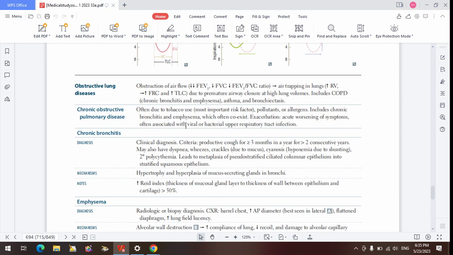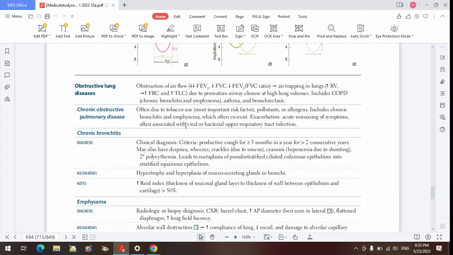It's not that the person will cough for like 2 months, stop, cough for another 1 month, stop, cough for another 2 weeks, stop, then everything will now constitute 1 year. No, the person must be coughing consecutively for 3 months within a year, and it must happen like that for 2 consecutive years. That is when you can make a diagnosis of chronic bronchitis.